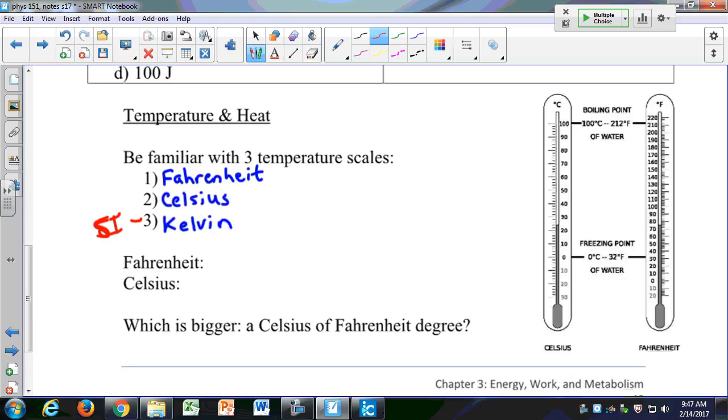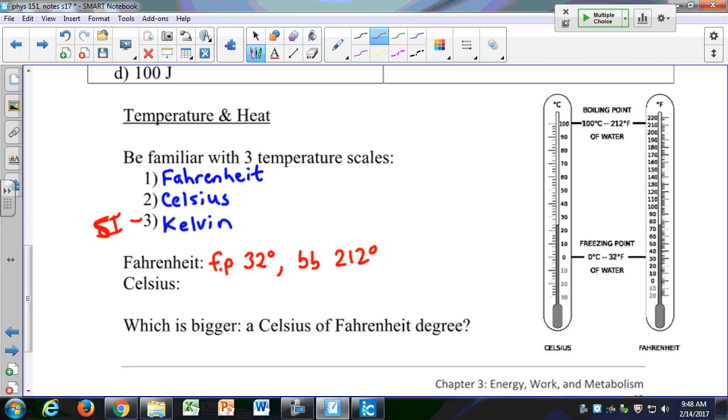So Kelvin is based on absolute zero. We'll talk about that in a second. For Fahrenheit, it's based on two temperatures. It says that the freezing point of water is 32 degrees, and the boiling point of water is 212 degrees. And so that's what we have over here.